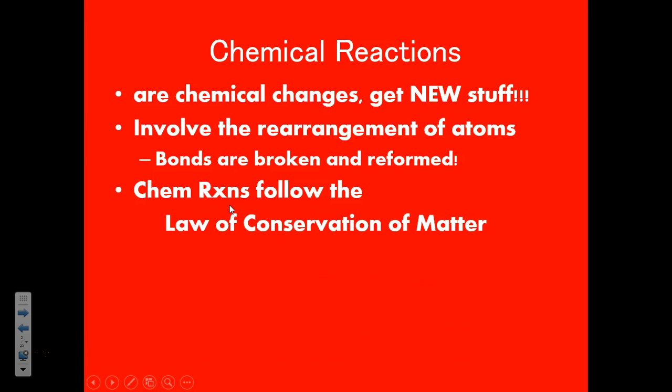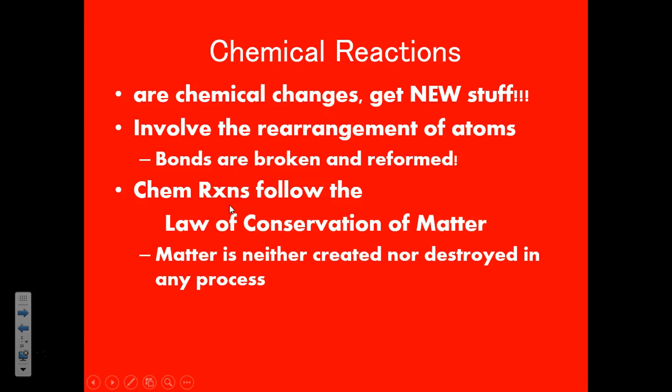When we do a chemical reaction, it follows the law of conservation of matter, which says that matter can neither be created nor destroyed. The consequence is that however many atoms we start with, we have the same atoms in the end. They're just rearranged, and new bonds are formed between them.